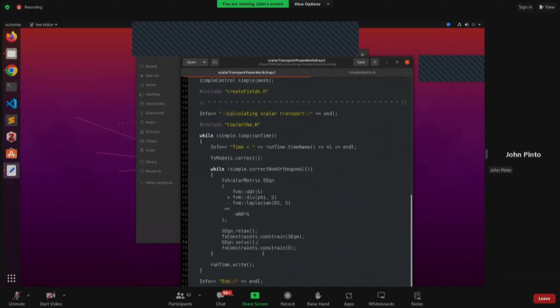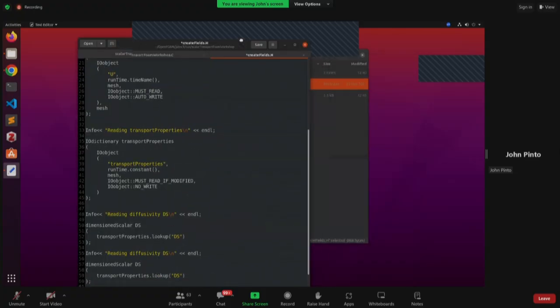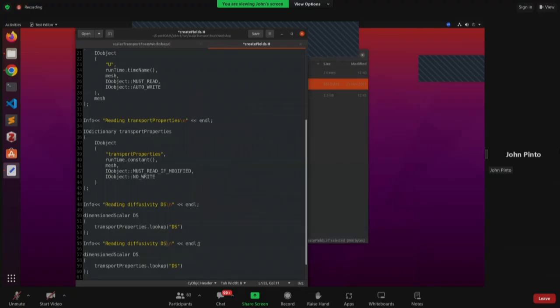But along with that, I have also defined a variable called krr, or my reaction rate. So I need to create that as well. I will copy this, paste it. I think I need to bring it up. Then I am reading reaction rate krr. Save this. So I'm reading ds and krr.